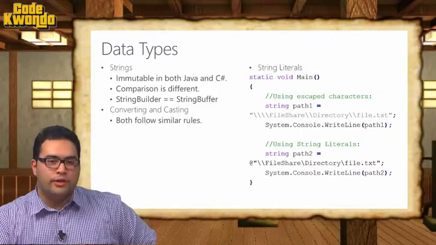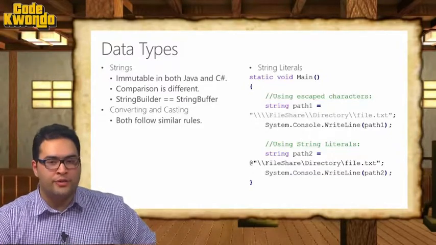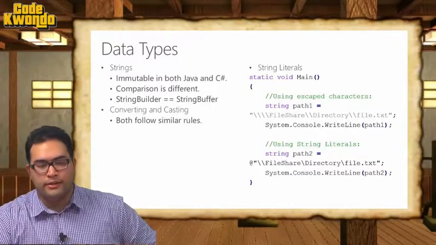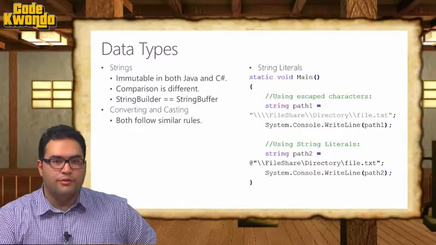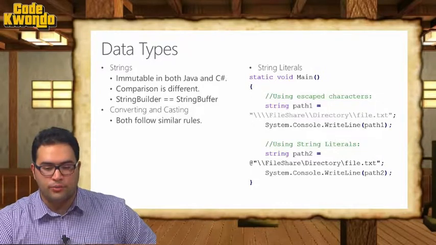So we've also got the StringBuilder, which is equivalent to the StringBuffer class in Java, even though in Java you've also got a StringBuilder class now as well. In terms of converting and casting between different data types, both Java and C# follow similar rules.